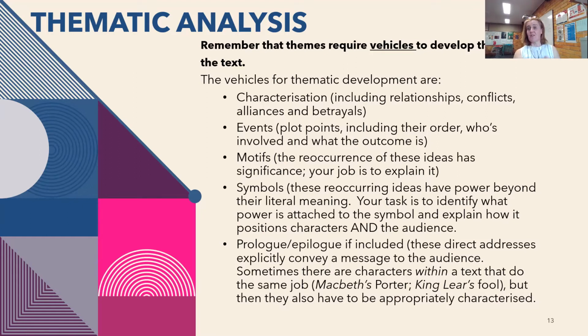We can consider the use of motifs. So how often do they reoccur? In what context do they reoccur? Who gives them significance? And what do they say about some bigger ideas? So when we think about something like sightedness, how does sightedness or blindness recur as a motif in King Lear? And what does that suggest about natural order and the subversion of natural order when it takes blindness to see clearly?